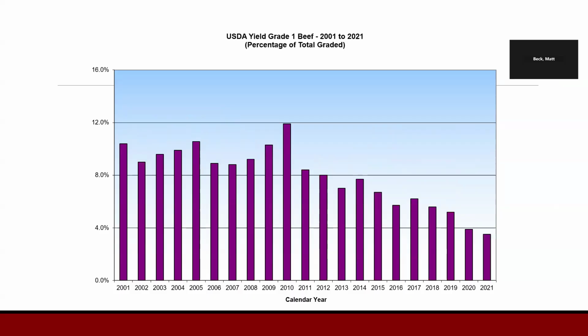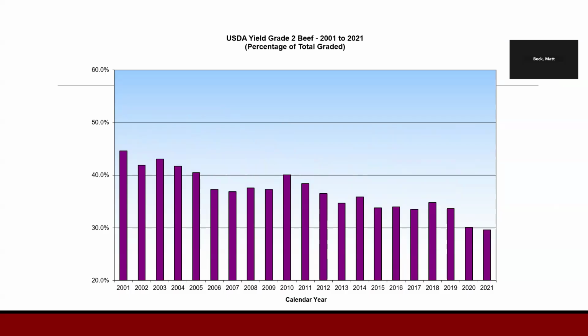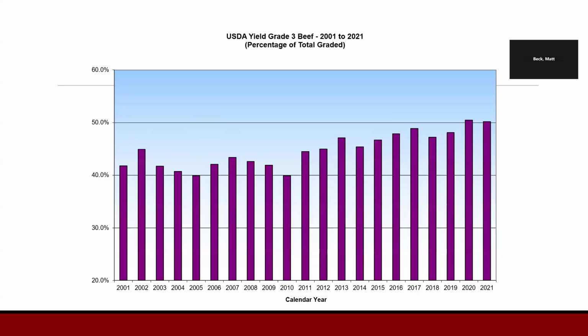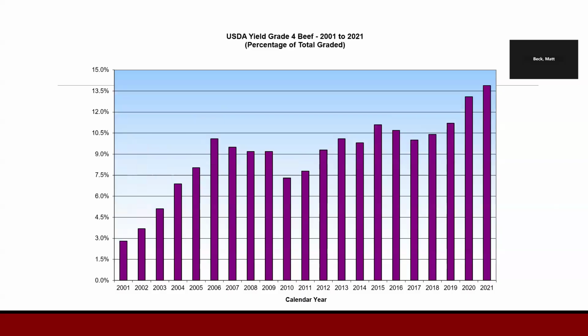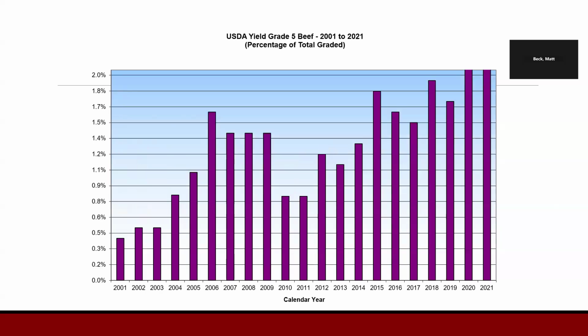We're feeding cattle to fatter carcasses. As cattle get fatter, their yield grade decreases. The cutability of those carcasses starts to decrease. So we're seeing less yield grade 1s, less yield grade 2s, not much change in yield grade 3s, big increase in yield grade 4s, huge increase in yield grade 5s. This is all pretty consistent. Okay. Any questions?